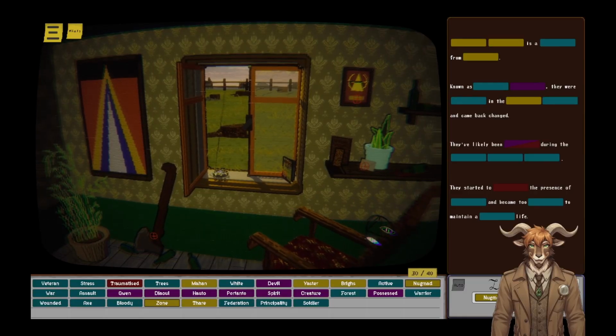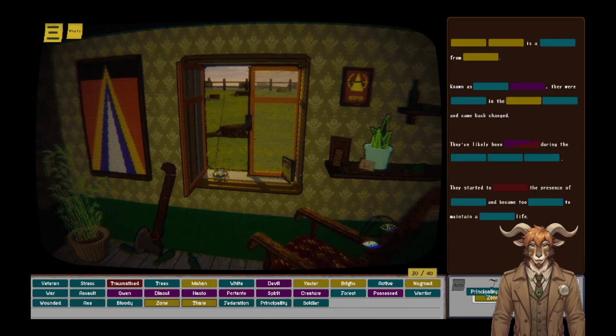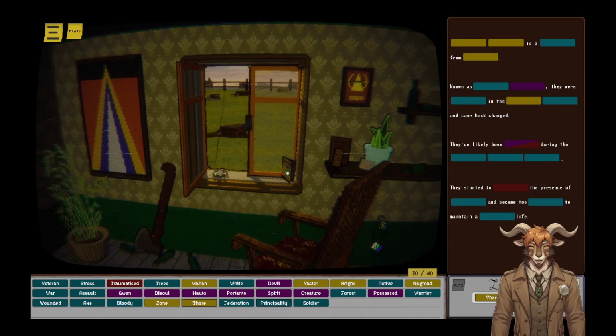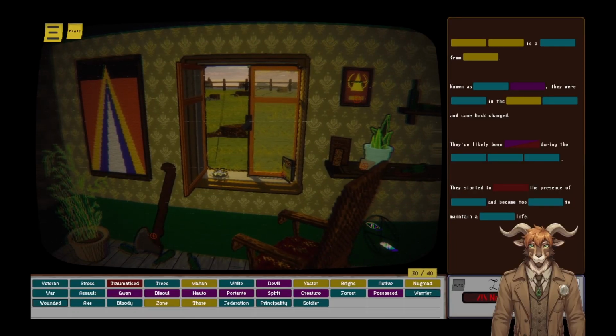So it was the Zone Federation. No? Or the principality. No? Okay. Let me just have a look at that wounded warrior. No. Nugmad War.